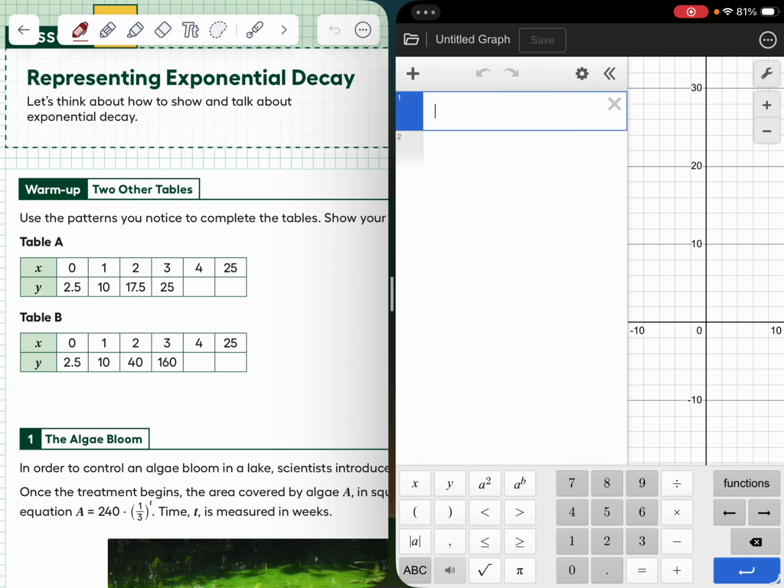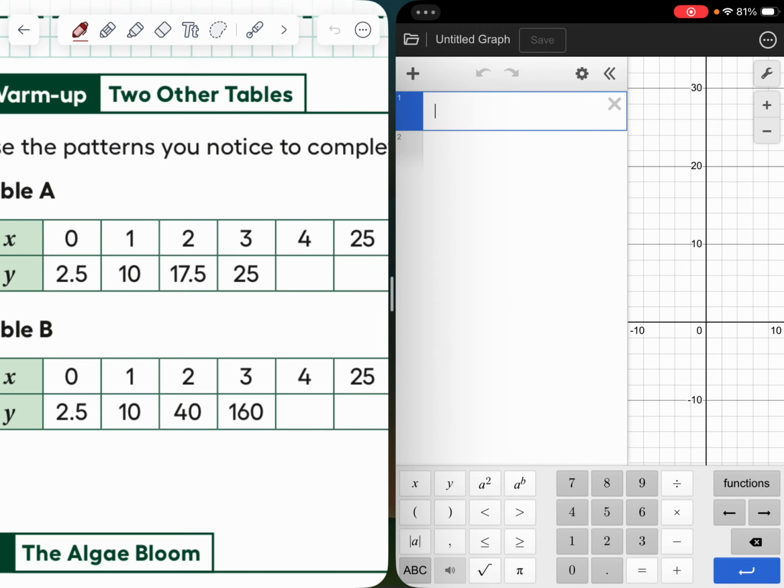Okay, so the first one is a warm-up. It is going through the different types of functions and things that we've done up to this point. If you notice in Table A, the x value is going up by the same amount, 0, 1, 2, 3, 4, all the way up to 25, right? And then the y values are changing. So we just need to identify how they're changing.